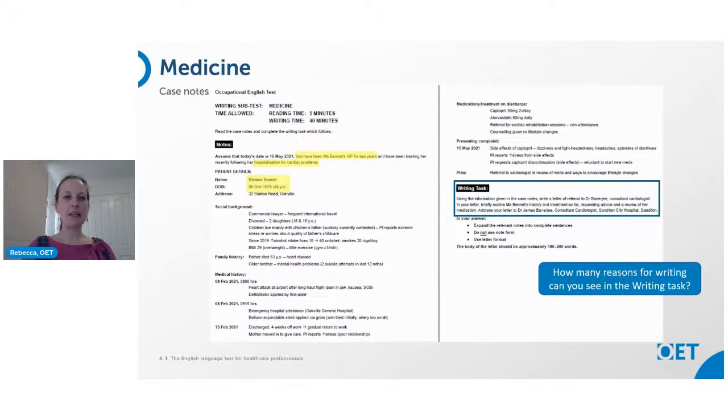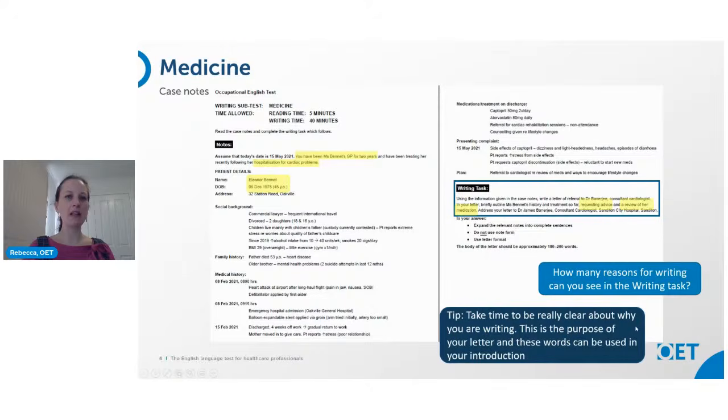So in this particular set of case notes, the correct answer is 2 specific reasons for writing, and these are to request advice and review the medication. For context, you'll see you also need to outline the patient's history and treatment so far, but this itself isn't a reason for writing. The 2 reasons for writing is that you want to request advice and review the medication from the reader, which is a rheumatologist. So as you can see on the screen, the tip here is it's really important to take some time to check that you understand that reason for writing.